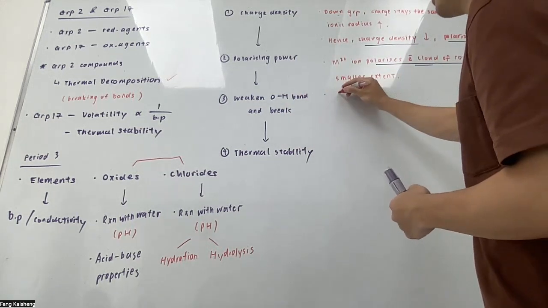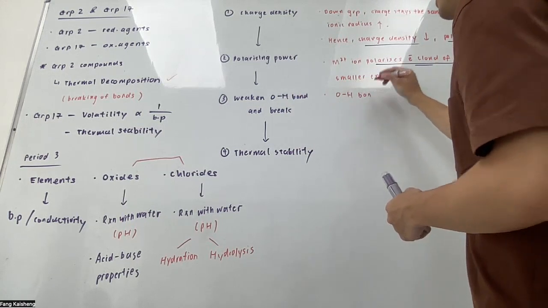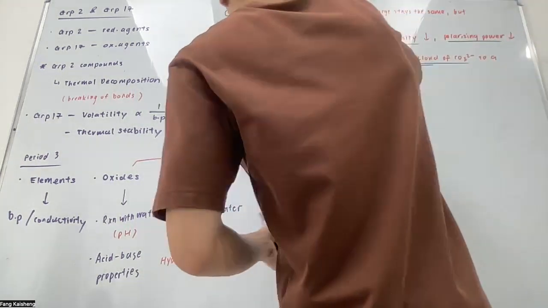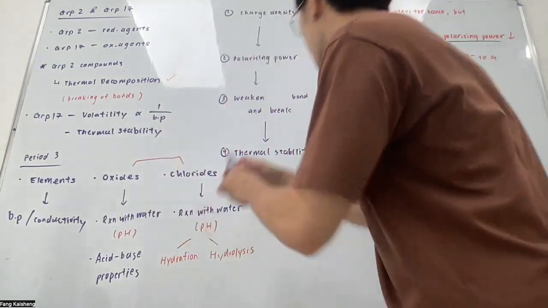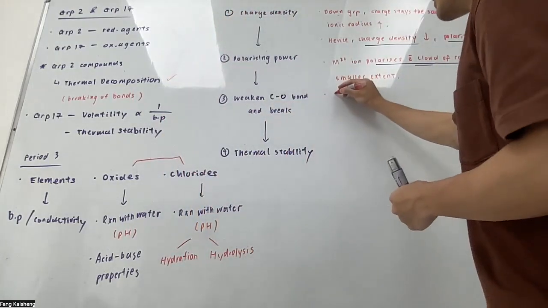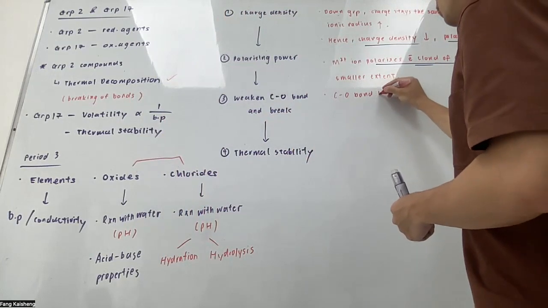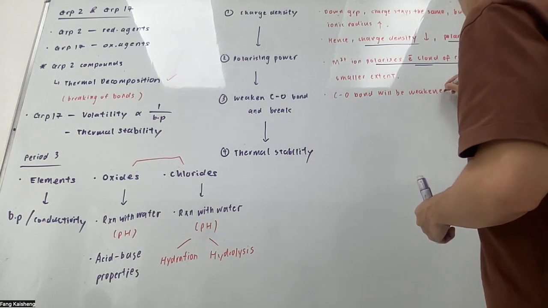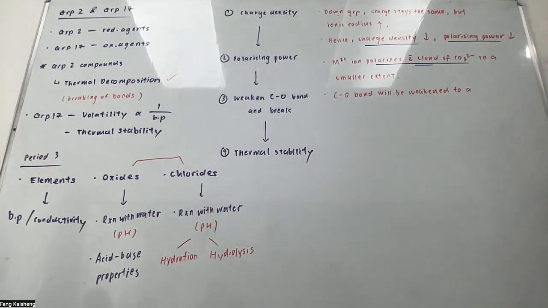The OH bond... Sorry, what am I saying? OH bond? No, I got confused here. Hey guys, this is CO bond, my bad. We are polarizing CO3-2-, so it's the CO single bond. So the CO bond will be weakened to a larger or smaller extent. Any idea? You polarize it less, so you also weaken it less. Make sense? You can't polarize it more suddenly. So the CO bond will be weakened to a smaller extent.